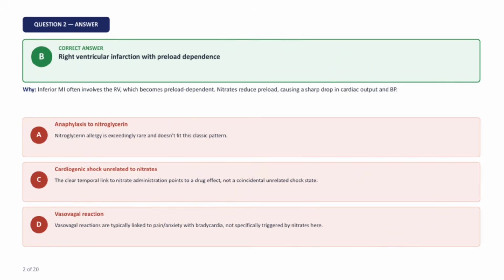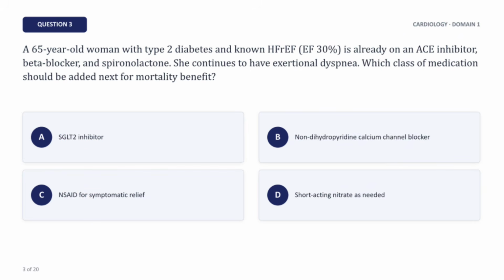Now, why isn't C correct? The clear temporal link to nitrate administration points to a drug effect, not a coincidental unrelated shock state. Now, why isn't D correct? Vasovagal reactions are typically linked to pain or anxiety with bradycardia, not specifically triggered by nitrates here. Let's move on to the next question.